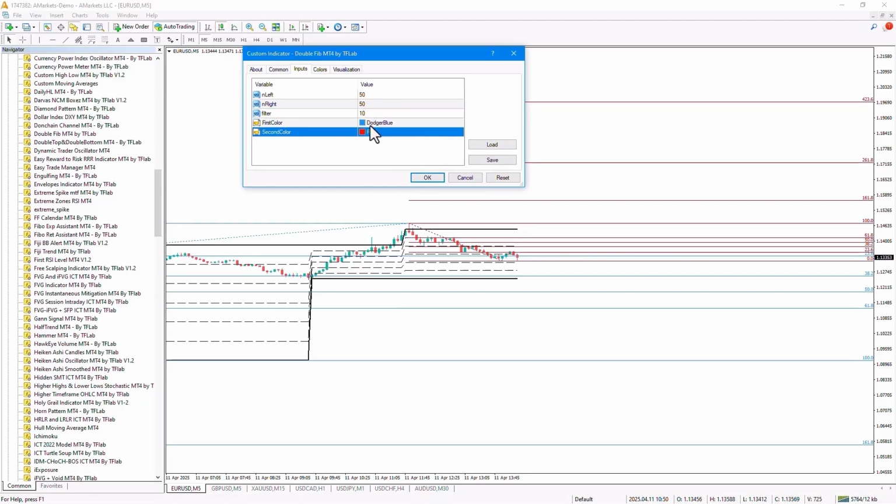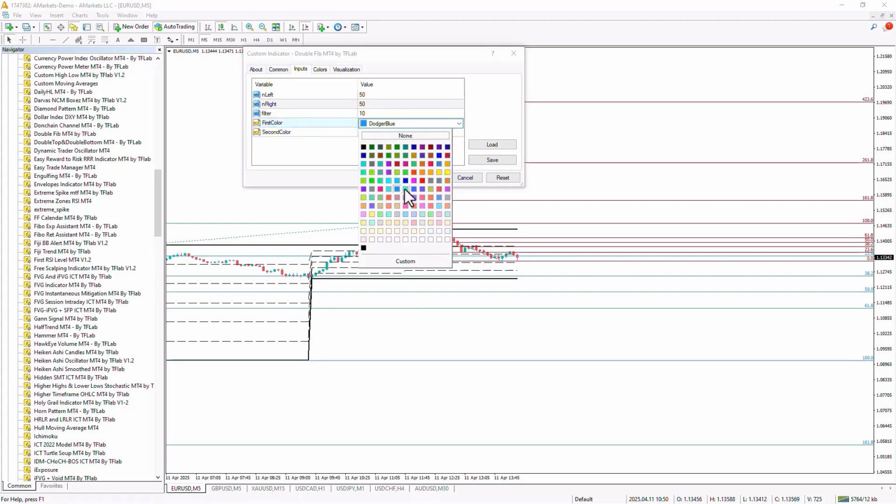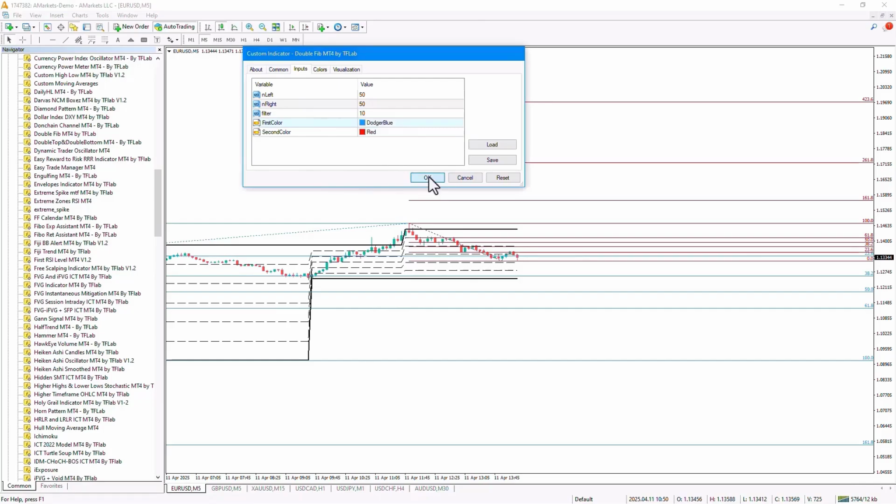In the next two sections, we can also change and set the color of the Fibonacci retracement and the Fibonacci extension to our desired colors here.